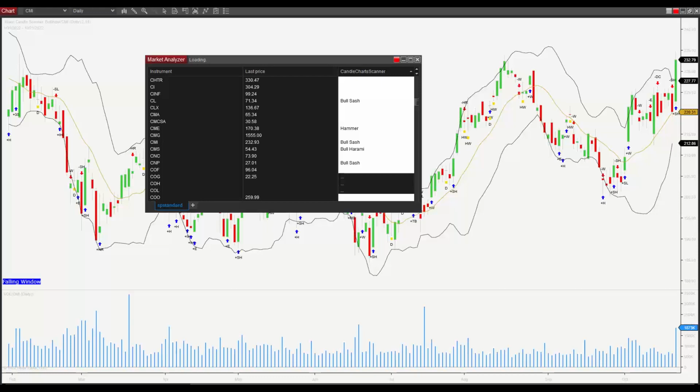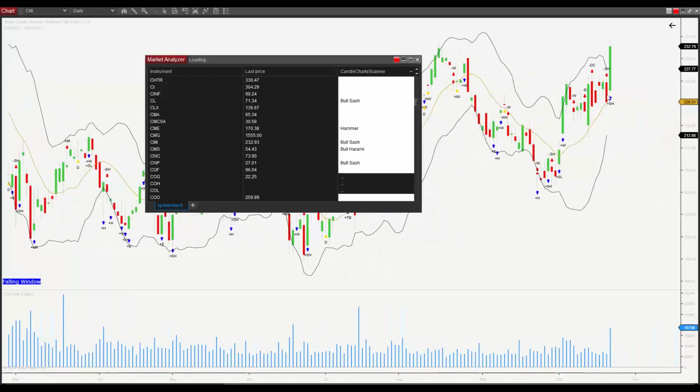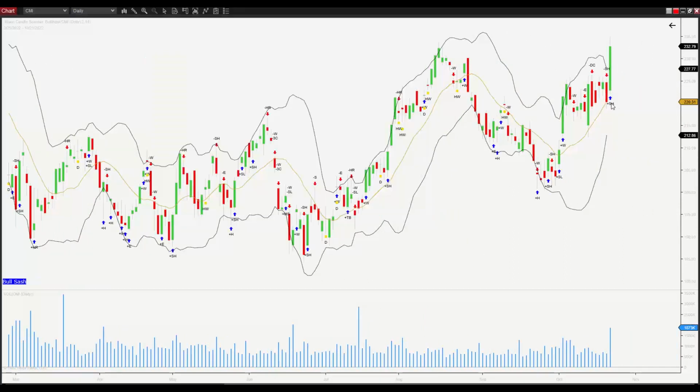A bull sash, as you can see here, remember, this happened yesterday on Friday on a daily chart. Notice the plus SH here, right? In the bottom left, it shows me a bull sash. The abbreviation is a plus SH. A bull sash is essentially telling you that the bulls have taken control.